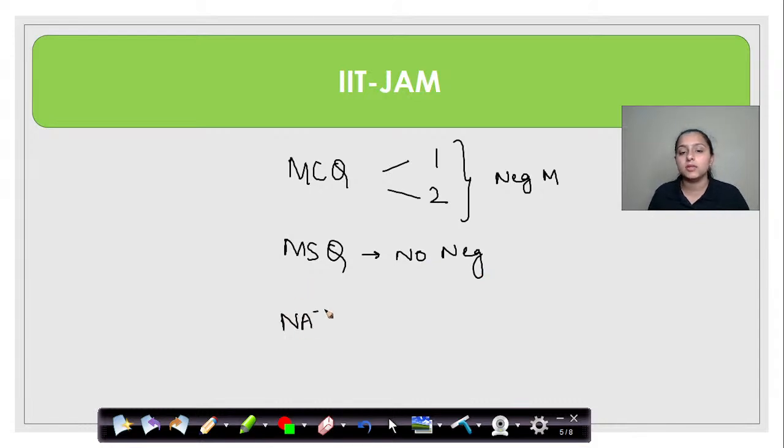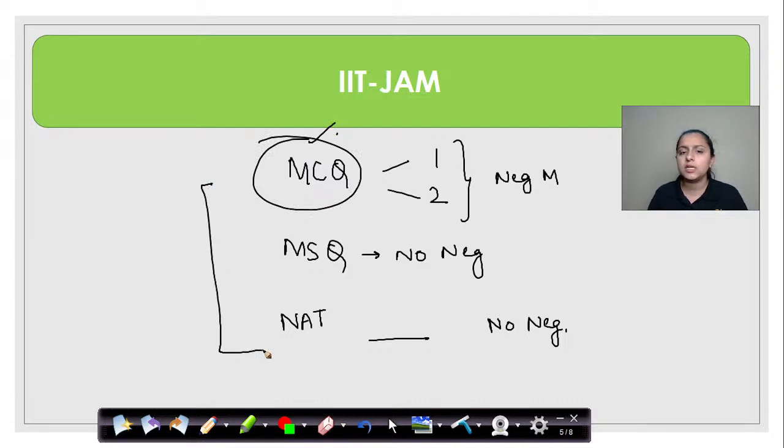And another type is NAT questions. NAT questions are numerical answer type questions where you are given a question and you have to write your answer there. Here also we don't have negative marking, only the MCQ section has negative marking. These are the 3 sections which come in the IIT JAM exam, and all of them contain economics questions, so it's all about economics there as well.